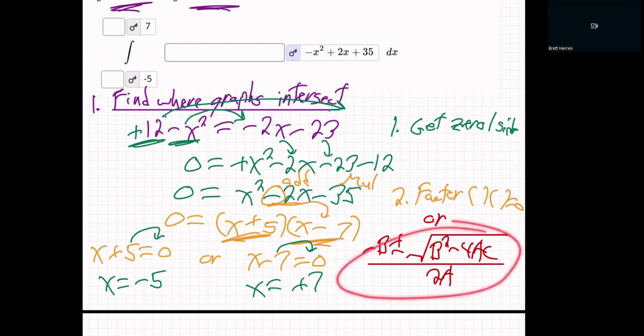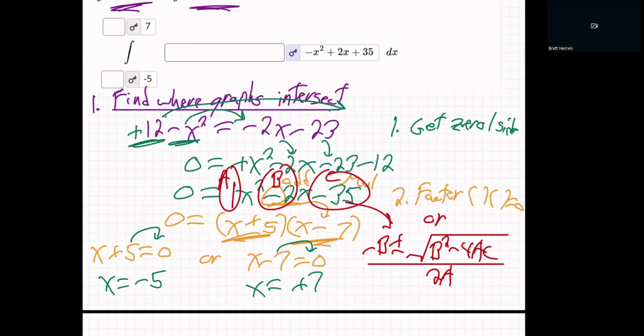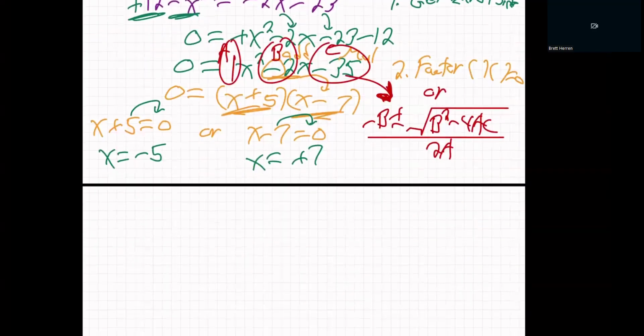If you did the quadratic formula, you get the same two answers. Your A would be 1, your B would be negative 2, and your C would be negative 35. You plug them into the quadratic formula, you get the same two answers. I'm not going to show all that. I've shown it on lots of other videos. So negative 5, positive 7, there's our two x values. That's where they intersect.